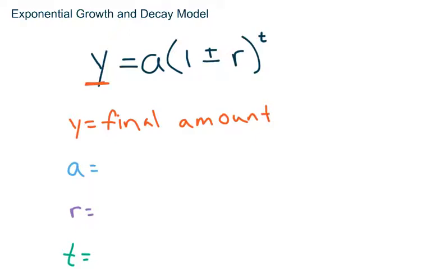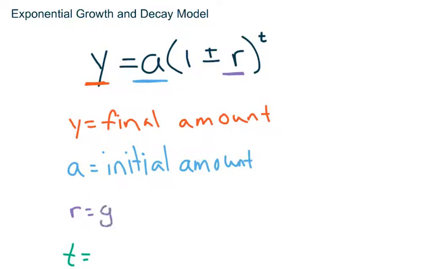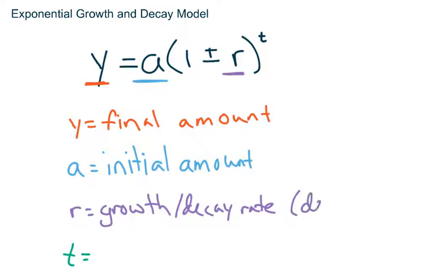Now your a value, this one right here, is what you're starting with. It's your initial amount, or you can put starting amount. Now, either one is fine. Initial amount. Okay, the r value, this number right here, r represents your growth or decay rate, depending on the type of problem. Growth / decay rate. And this needs to be written as a decimal. Okay, we'll talk about that here in just 1 second.